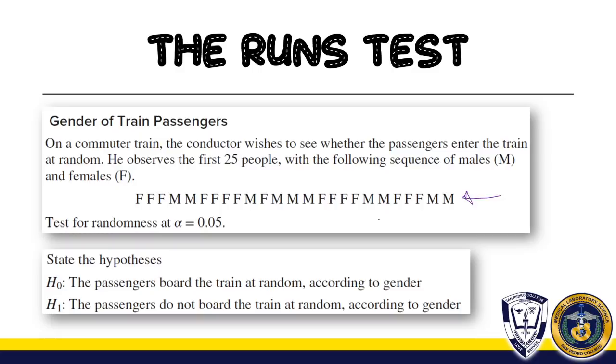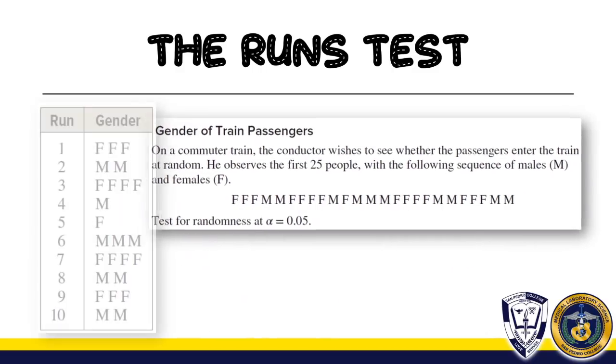So this is how we are going to state our hypothesis. For your null hypothesis, the passengers board the train at random according to gender. For your alternative, they do not board the train at random according to gender. Again, our null and alternative hypotheses do not necessarily have to be stated this way. You can have your own way of stating your hypothesis in such a way that the thought and the keywords are still there. Since we are trying to look at how random your data is, then emphasize the word random.